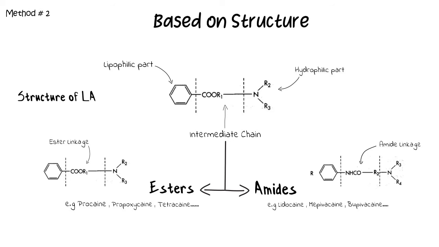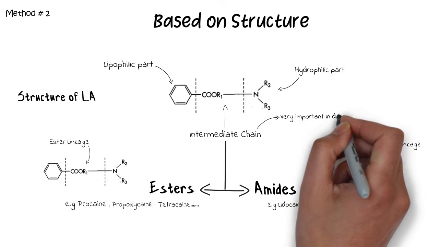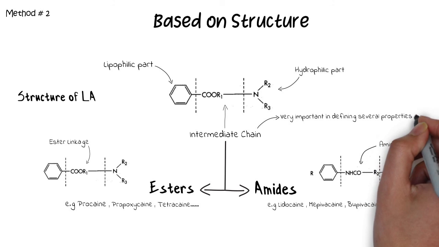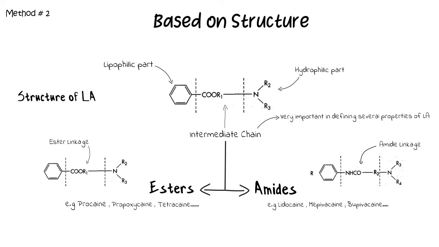The reason why they are classified based on the intermediate chain is because the nature of the linkage is important in defining several properties of local anesthetics, including even the basic mode of biotransformation in the human body. Therefore, this classification is also a rather important one to remember.